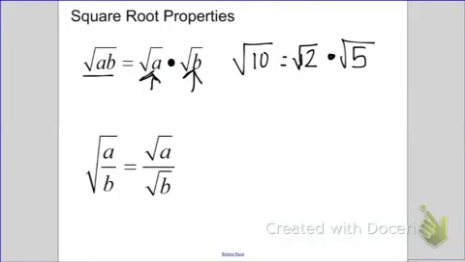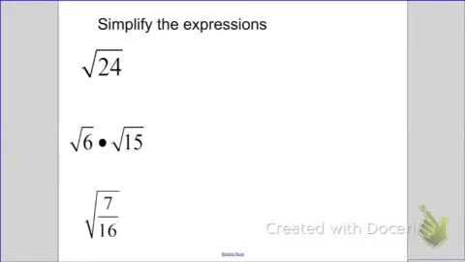Our other property states that if there is a fraction inside one square root sign, you may split the square root sign to the top and the bottom. So here's an example. If you had the square root of 3 over 2, then this is equal to the square root of 3 over square root 2. Just like that. So let's use those properties to help us simplify these.